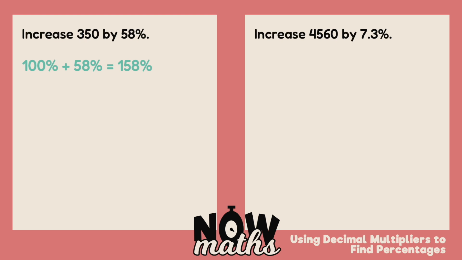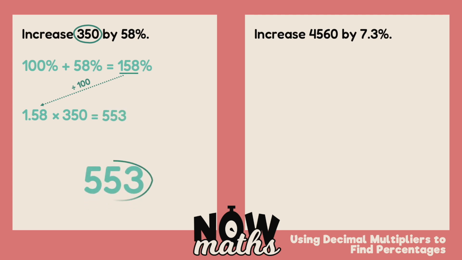We can use a decimal multiplier to find 158% of a number, and to find the decimal multiplier we need to write 158% as a decimal. And 158 divided by 100 is 1.58. So 1.58 is our decimal multiplier. This means that if we multiply any amount by 1.58, it will increase that amount by 58%. So in our case, we need to multiply 1.58 by 350, which will give us an answer of 553. And this is our final answer.